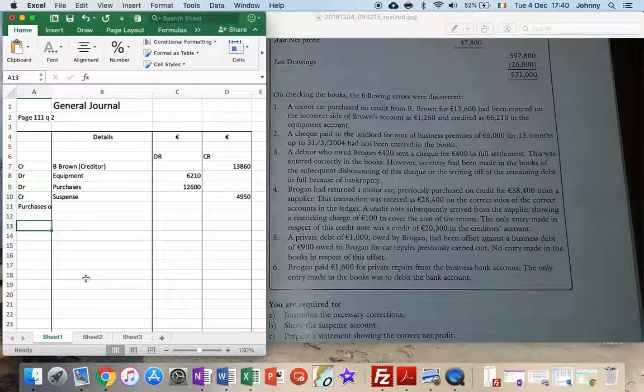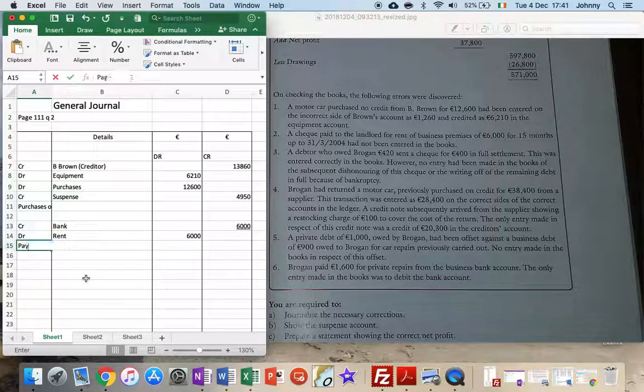Next one. Check paid to a landlord for rent of business premises, 6 grand, 15 months, had not been entered in the books. So that was not entered, so I wrote a check, so therefore it's bank. So that means credit bank, and the amount is 6,000. Sorry, it's on the credit side of bank, so it's not on debit. So therefore I should have 6,000 on the debit side, and that's an expense called rent, so that's debit.